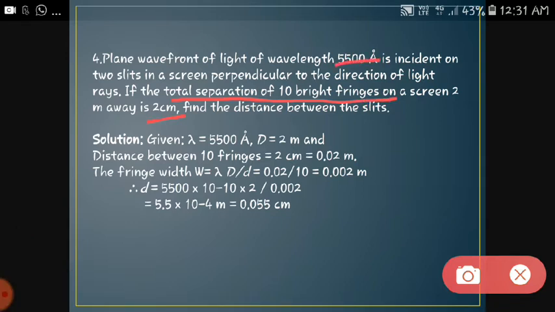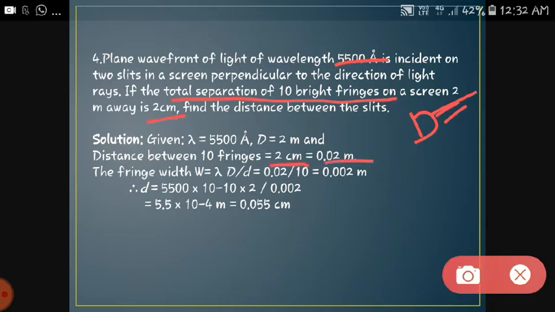Okay, this is lambda, and this is capital D that is given. So given lambda is equal to 5500 Angstrom units, D is equal to 2 meter, and the distance between 10 fringes, as it is 10 fringes, is 2 centimeter, which is equal to 0.02.